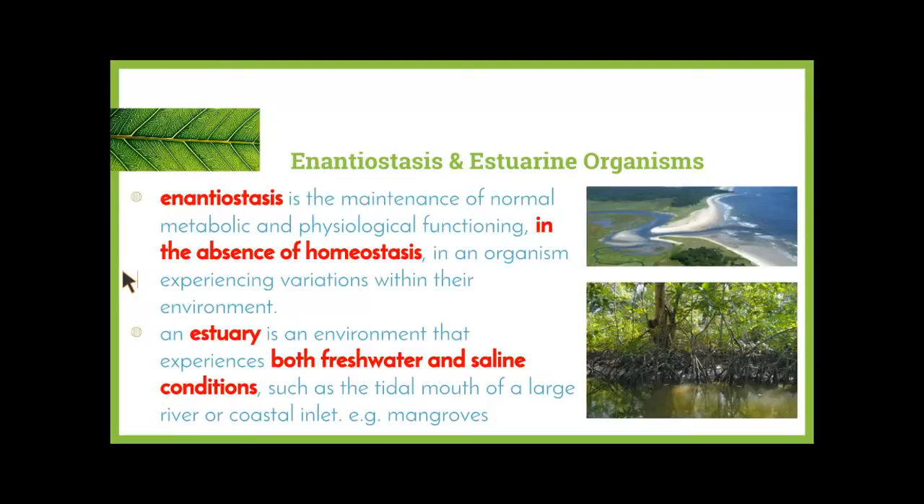So we're quite lucky. We do have some variations in terms of temperature and water availability, but these aren't that great. So enantiostasis is for those organisms where different parts of their environment fluctuate quite greatly. And one of those particular environments is called an estuary.